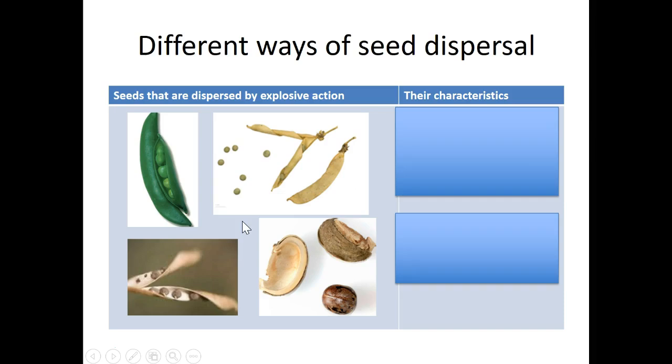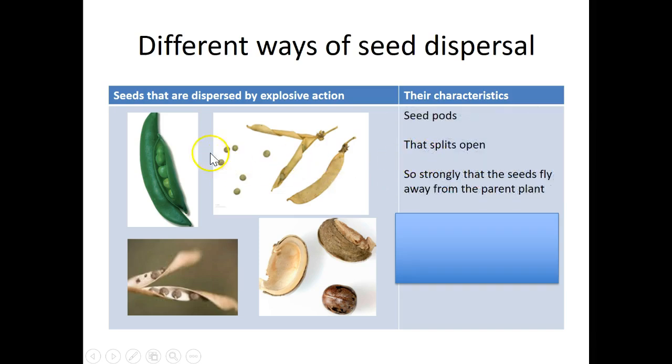Last but not least, seeds can also be dispersed by explosive action. Alright, usually you will notice that they are in seed pods. And when this seed pod splits open, it splits open so strongly that the seeds fly away from the parent plant. Now they don't fly so far away, so very often you will find that seeds dispersed by explosive action land somewhat near to the parent plant, maybe a few meters away.